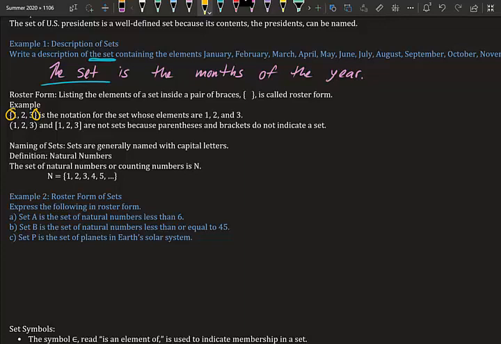Naming of sets. Sets are generally named with a capital letter. Natural numbers: the set of natural numbers, or counting numbers, is the set N equals 1, 2, 3, 4, 5, 6, 7, 8, forever. Counting numbers, we don't count 1.111, 1.112. We don't count that way. We count 1, 2, 3, 4, 5. So those are called natural numbers, also known as counting numbers.